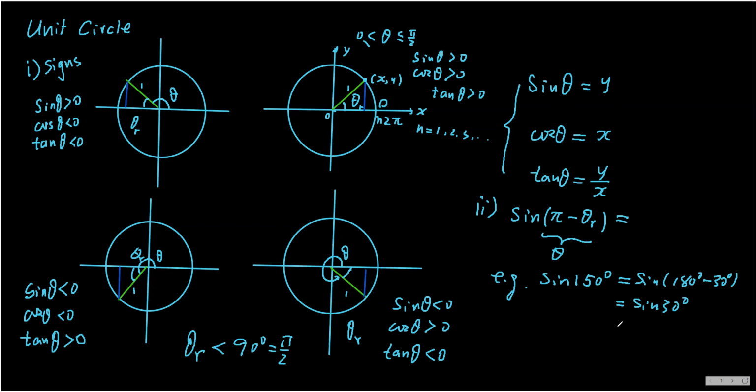So what is sine 30 degrees? That's a special angle. It's half. Do you remember that? Do you know this? Why? You haven't learned this yet, right? You need it, but just take this as an example, okay?